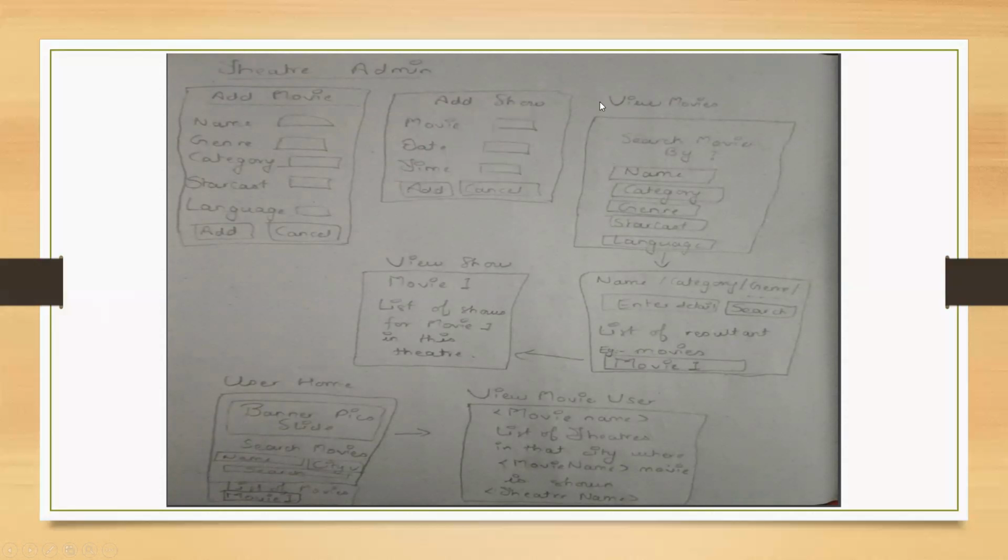Likewise, we can view our movies which are already present in the database. We can search by name, category, genre, star cast, and language. For example, if we click on any one of these here, it will redirect to another page. There will be a search bar. If we are searching by name, we have to enter the name. If we are searching by category, we have to enter the category, and we have to click search. After clicking search, down below we will get a list of movies.